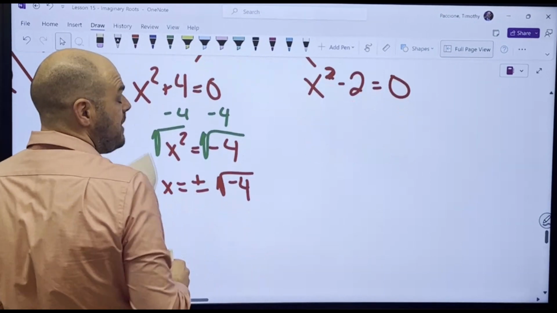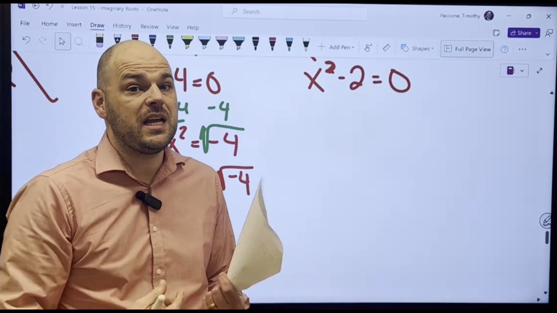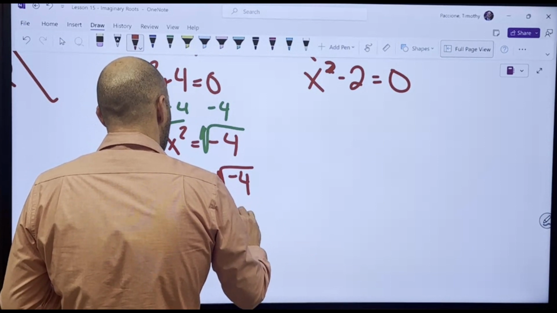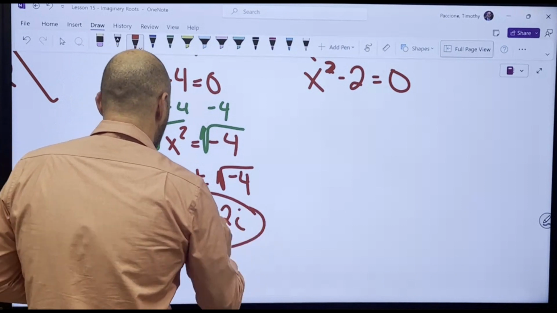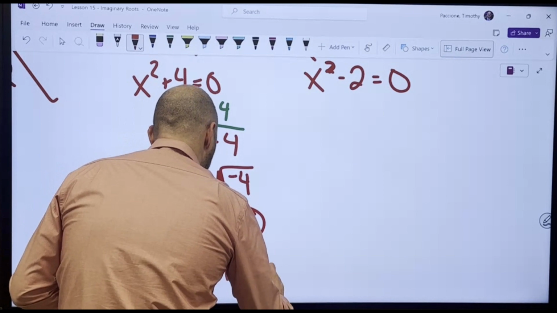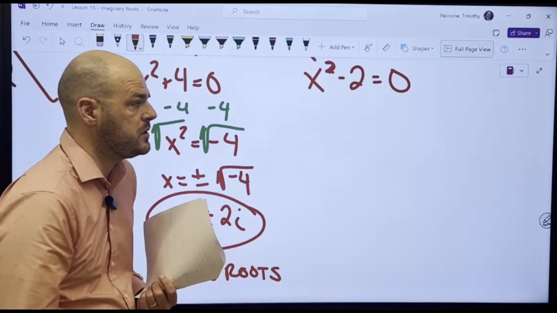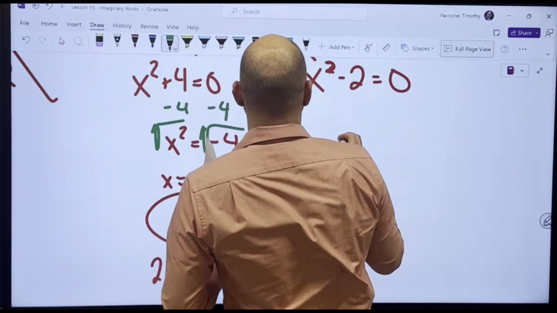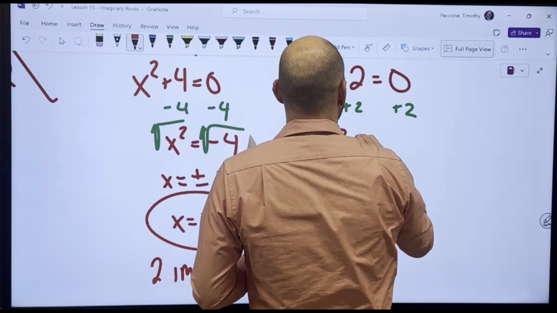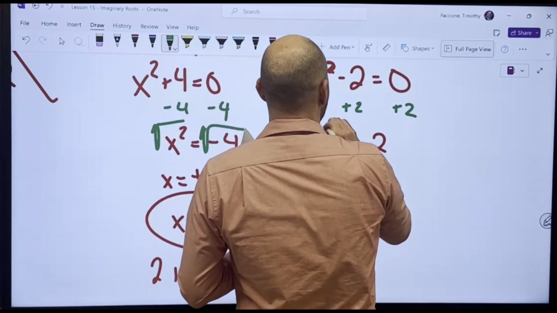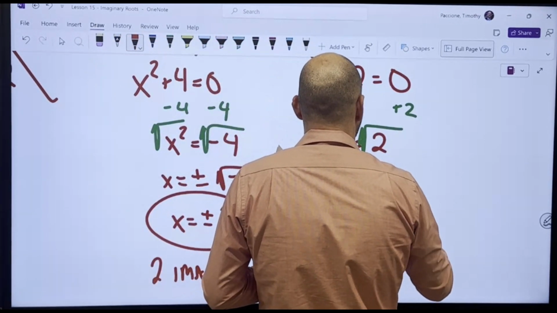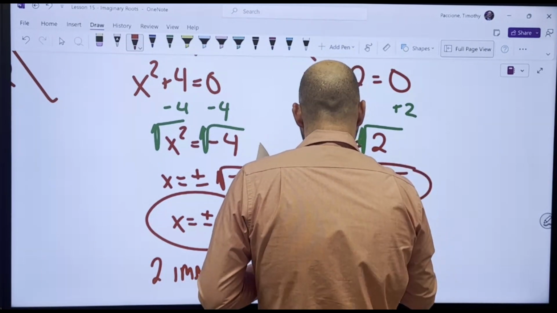Well, we just talked about that. Square root of 4 is 2. And then we know the negative gives us an i. So this is x equals plus or minus 2i. And that is my two imaginary roots in this scenario, which is a good number because that's a pair. We're supposed to have even amounts. Here, I would do a very similar thing, add 2, add 2. I'd get x squared equals 2, square root, and I'd get x equals plus or minus the square root of 2. And those are my two real roots.